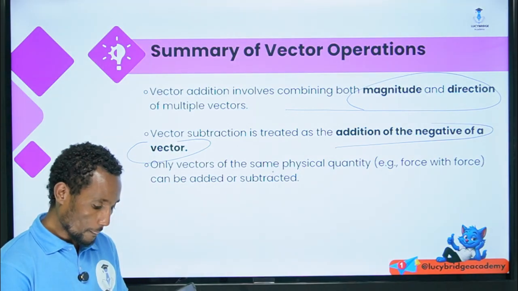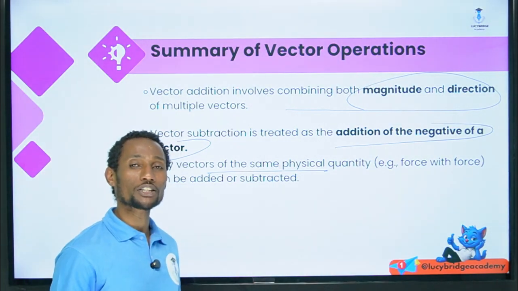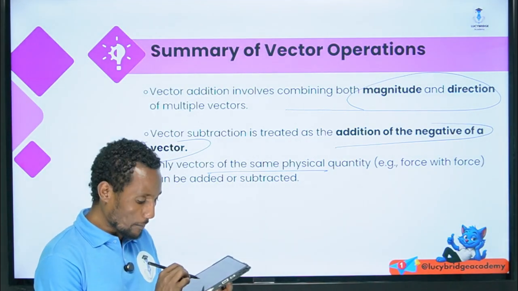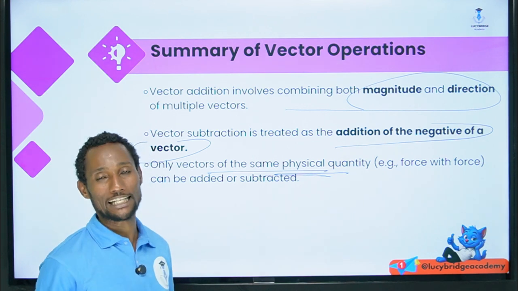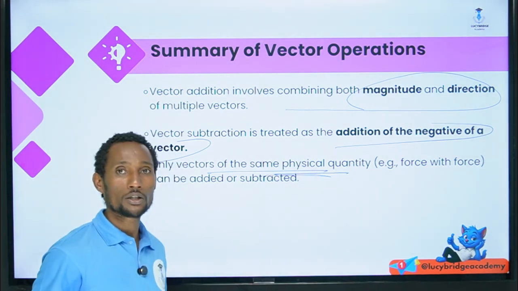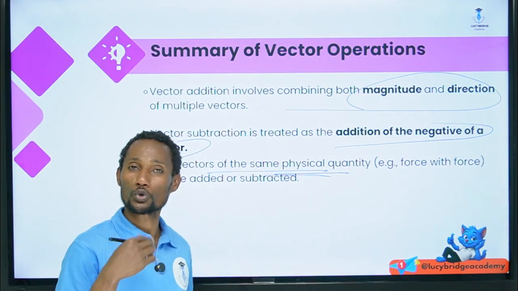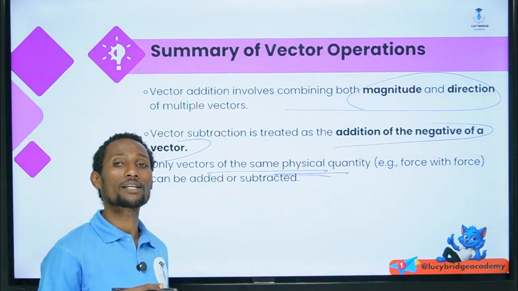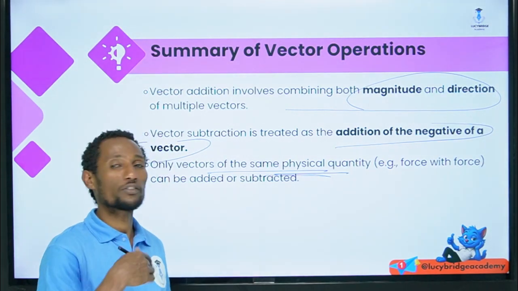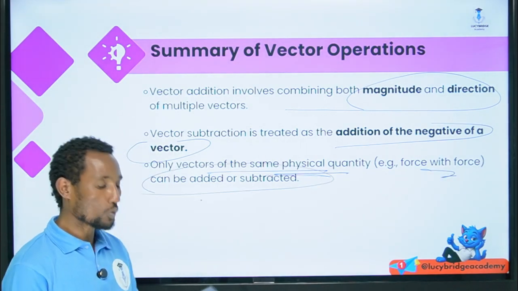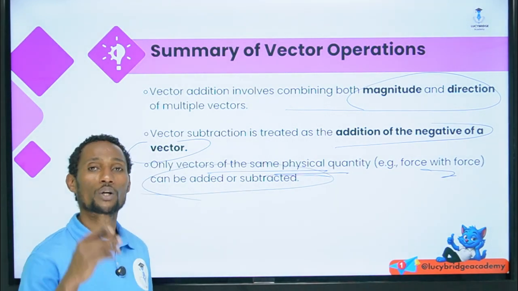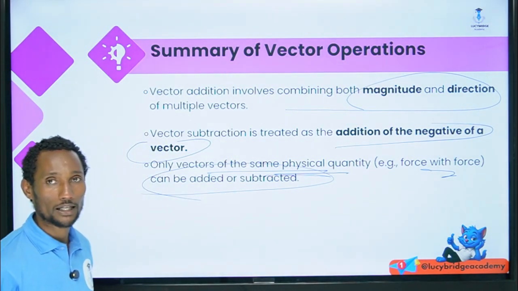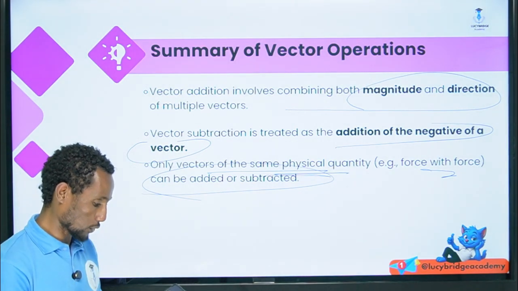Whereas in vector addition or subtraction, we always have to consider vectors of the same quantity. The same physical quantity must be added, like two or more forces, three or more velocities, two, three or more momenta, electric fields, and so on. So we can add or subtract quantities that must be the same. So you have to consider that.